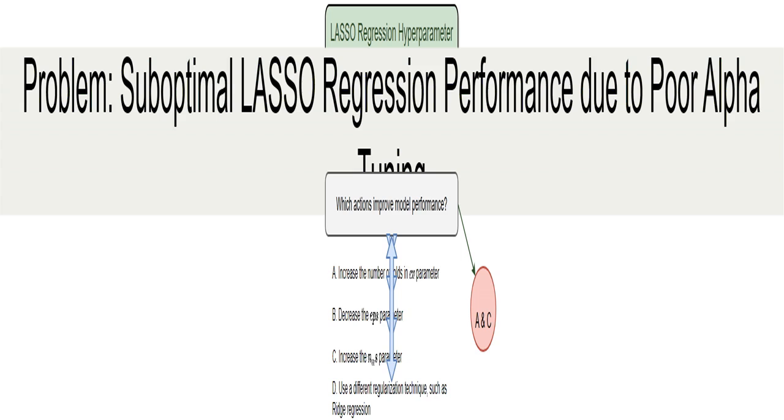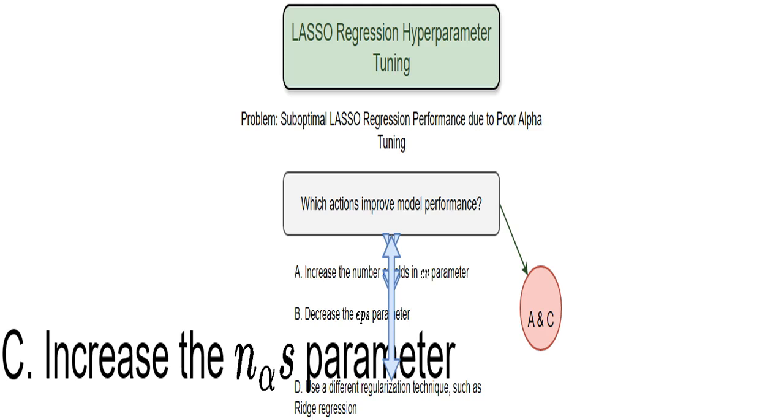I'm dealing with a dataset where some variables are highly correlated, which is known as multicollinearity. This can make things tricky. To improve my model, I should increase the number of folds in cross-validation, improving reliability, and increase the number of alpha values tested, allowing a finer search for the optimal value. Both actions directly impact the selection of the optimal alpha value, which is central to improving performance with Lasso.